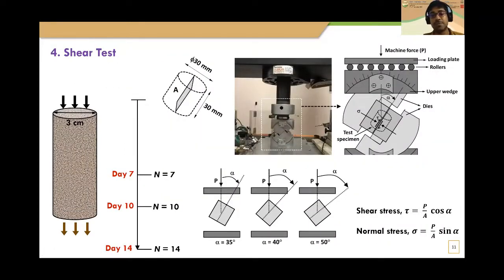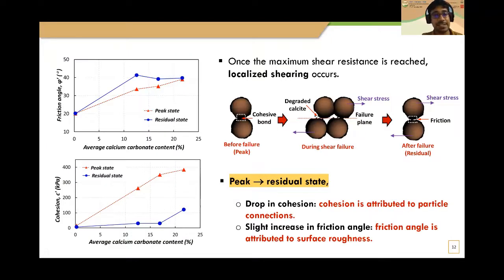The shear test was also performed on the different cases, particularly the cases with 7, 10, and 14 injections. In each case, 3 different specimens were tested at 3 different angles to have different shear and normal stresses during the testing time. Based on the results, we could see that the friction angle increases with the average formed calcium carbonate content. Particularly at the peak state, the friction angle increased and the cohesion also increased. But when the specimen moved to the residual state, we could see a slight increase in the friction angle, while there's a significant drop in the cohesion value.